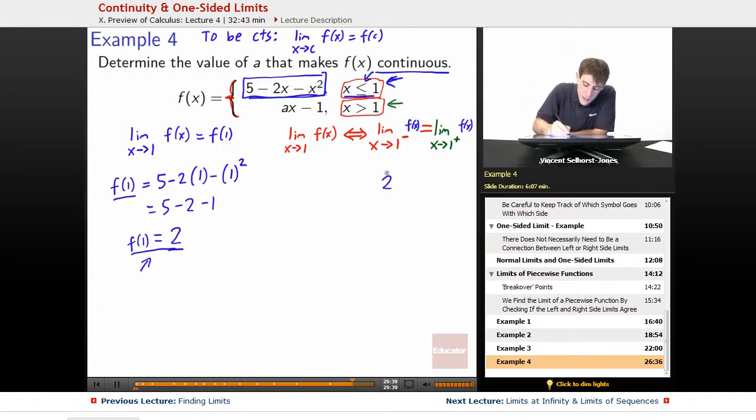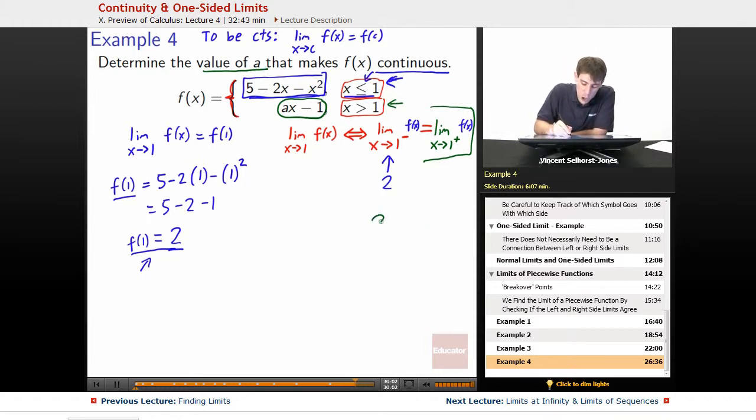So we know that this is going to come out to be 2. So really our only question is, does this part here equal the limit as x goes to 1 from the positive side? So we are allowed to determine ax minus 1. We can't change x because that's just a variable, but a, we were supposed to determine the value of a that will make this whole thing continuous.